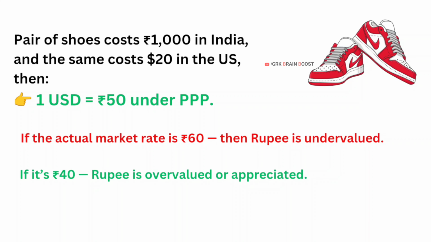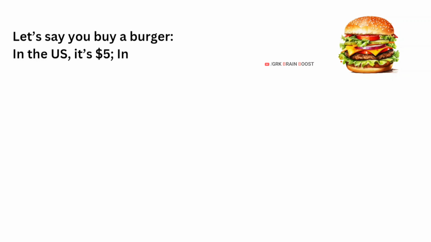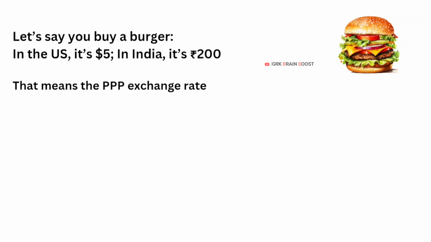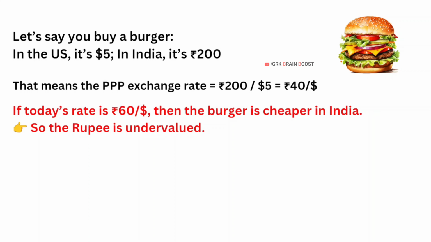Let us take an example. Let's say you buy a burger in the US, it is $5. In India, it's rupees 200. That means the PPP exchange rate is equal to 200 divided by 5, which is rupees 40 per dollar. That means if the rate is rupees 60 per dollar, then the burger is cheaper in India. So the rupee is undervalued.